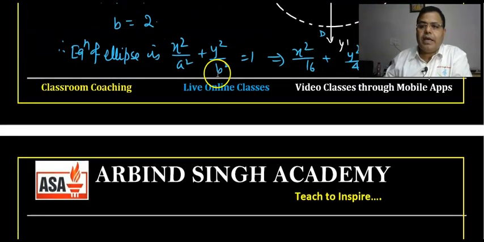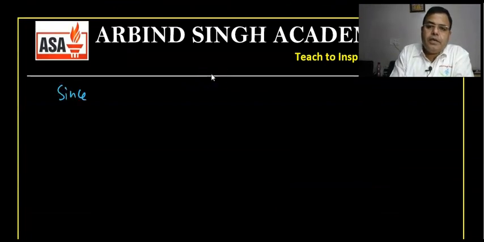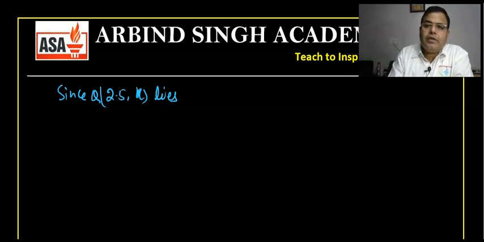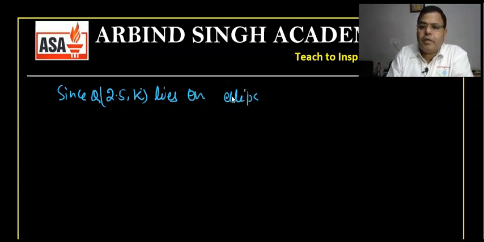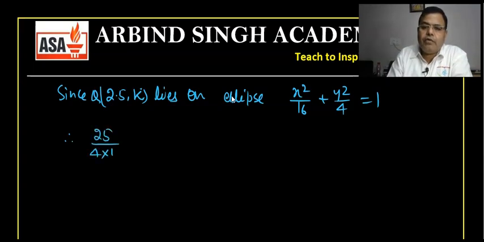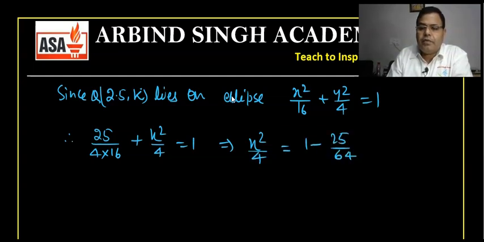Since (2.5, k), that is Q, lies on the ellipse x square by 16 plus y square by 4 is equal to 1. Therefore, in place of x, I can put 2.5, that is 5 by 2 whole square, that is 25 by 4 into 16, plus y square, that is k square by 4, is equal to 1. So k square by 4 is equal to 1 minus 25 by 64, 64 minus 25 is 39 by 64.